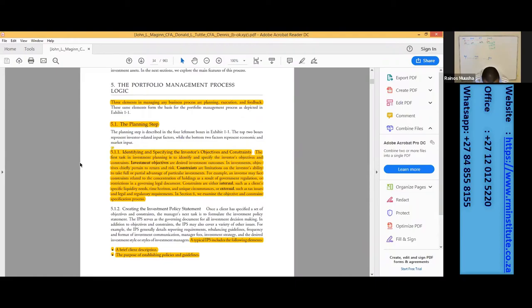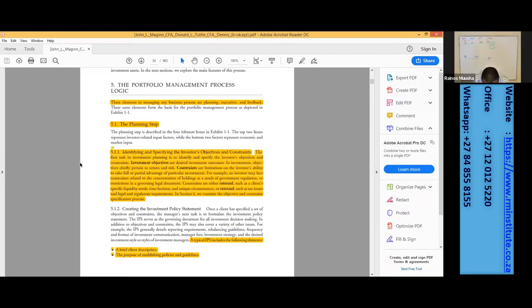So the first task in investment planning is to identify and specify the investor's objectives and constraints. The investment objectives are desired investment outcomes. Investment objectives chiefly pertain to return and risk. The constraints are limitations on the investor's ability to take full or partial advantage of particular investments.